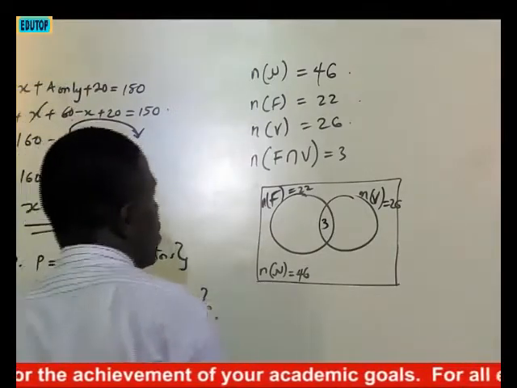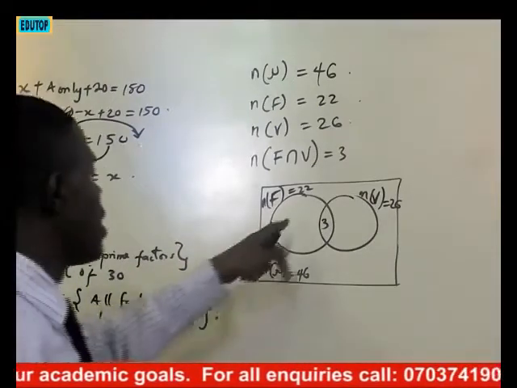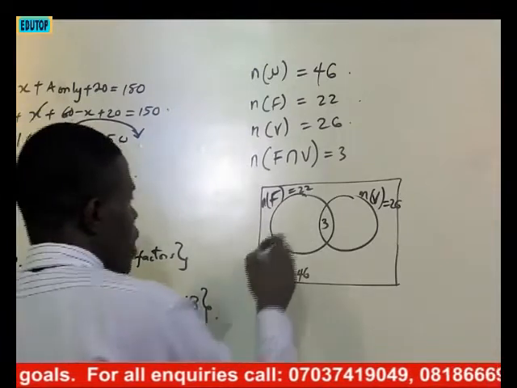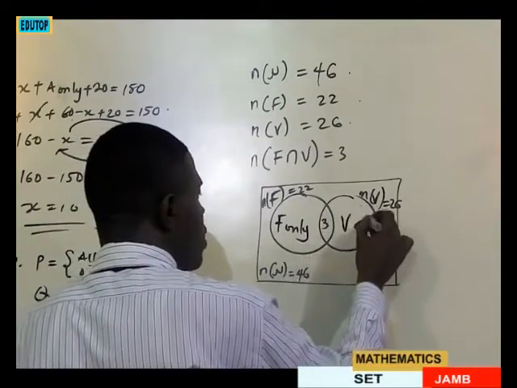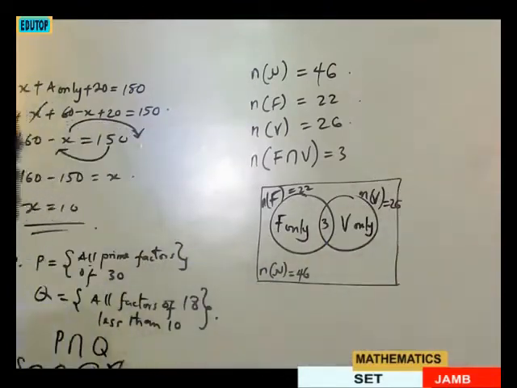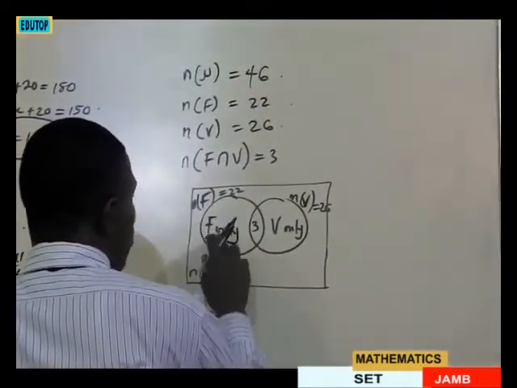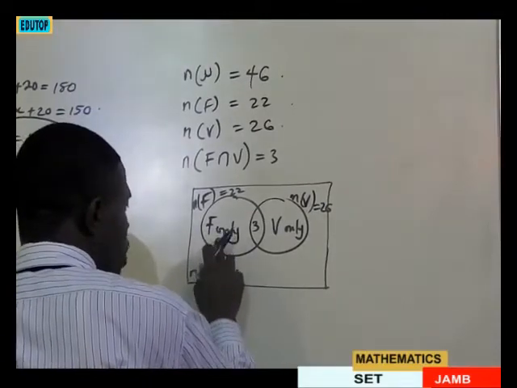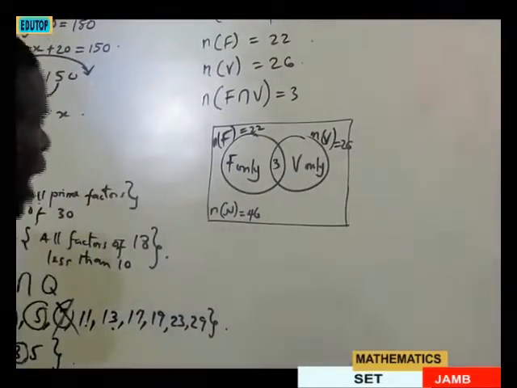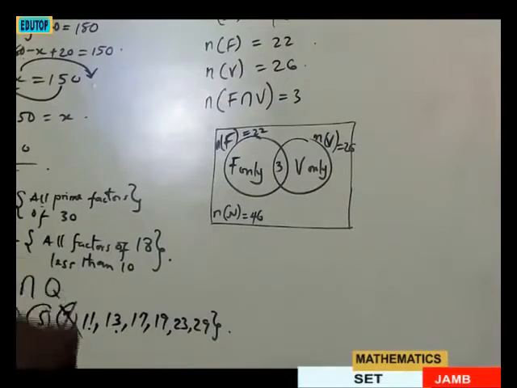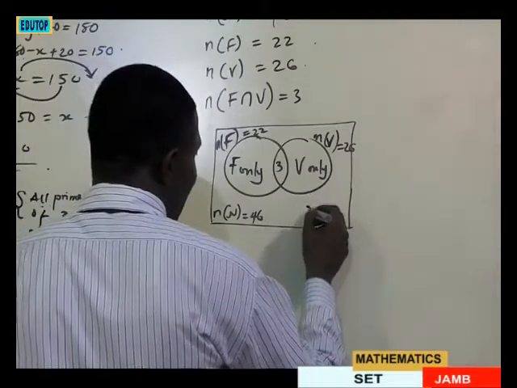That is all. And the question asks us for those that play neither football nor volleyball. So let's say this is F only. Take note, that's football only, V only, volleyball only. So let's now do it. Look at this. You know that what will make up for this 46 will be F only plus intersection plus V only. But in this situation, since the question agreed that some students play neither football nor volleyball, let's say that number is X.